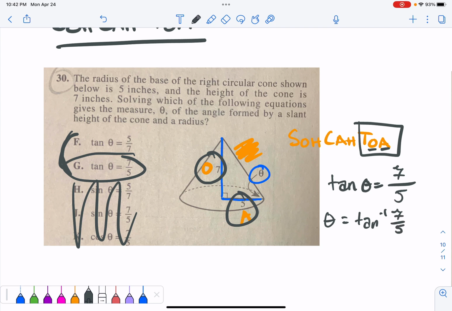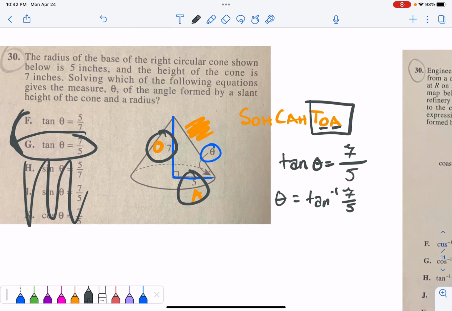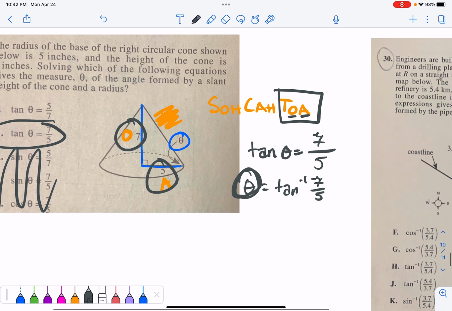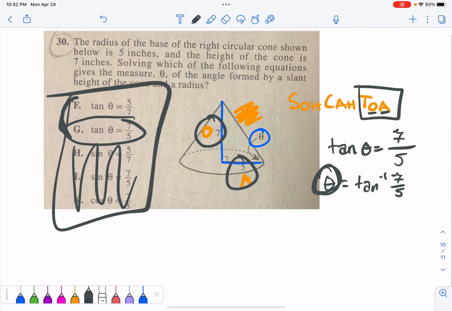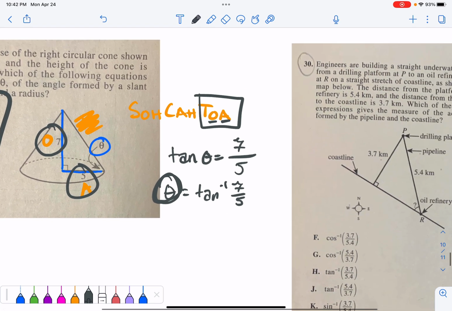Which I think is what we're going to do here in a second. And then you would make sure your calculator's in degrees, and it would spit out a degree for you if you did that inverse tangent, okay? But again, look at your options to begin with. Don't do more work than you need to, okay?